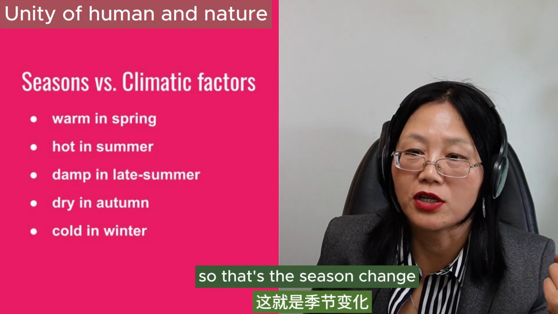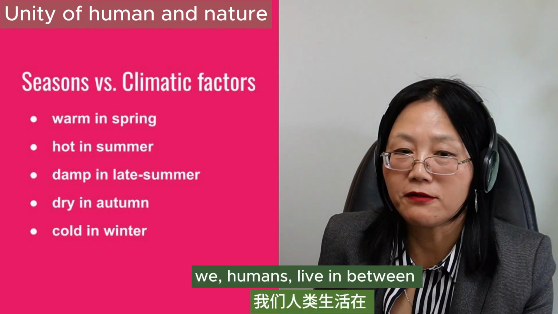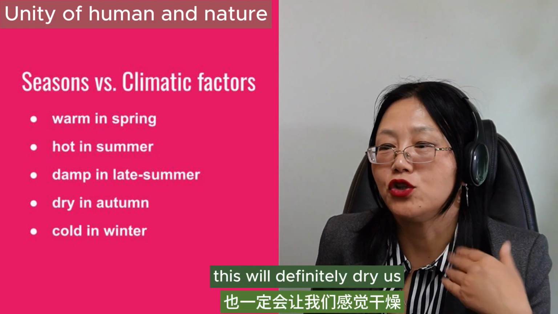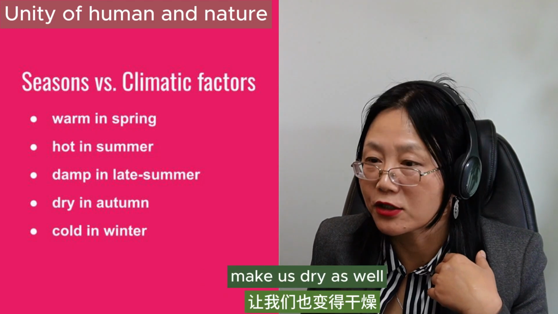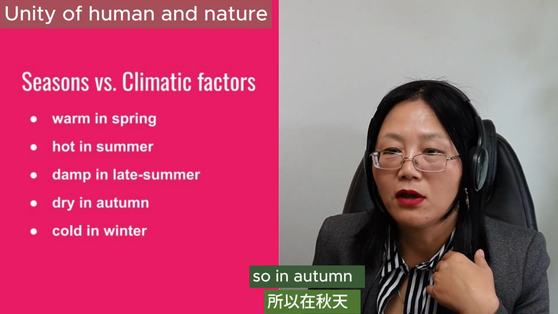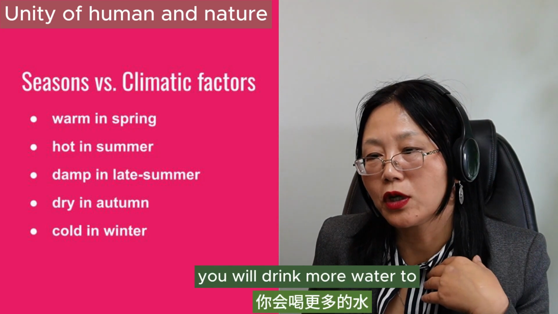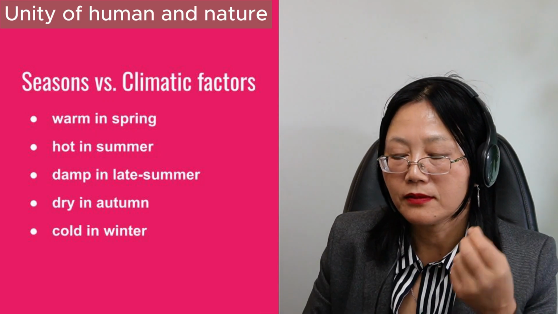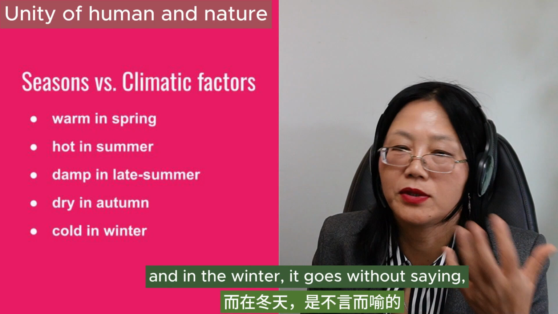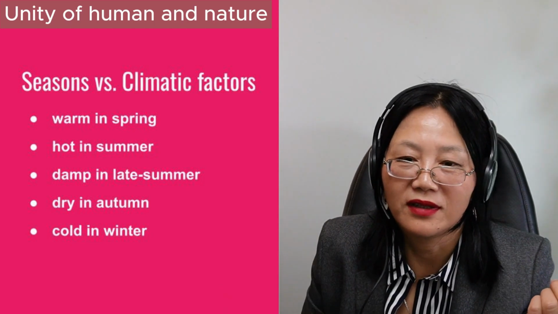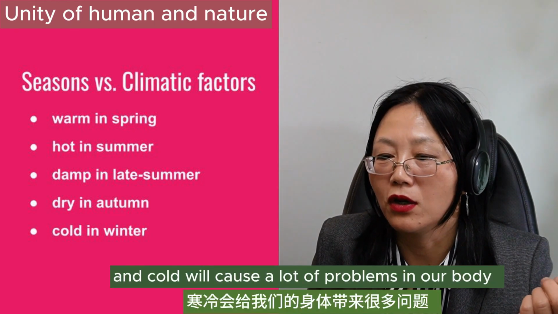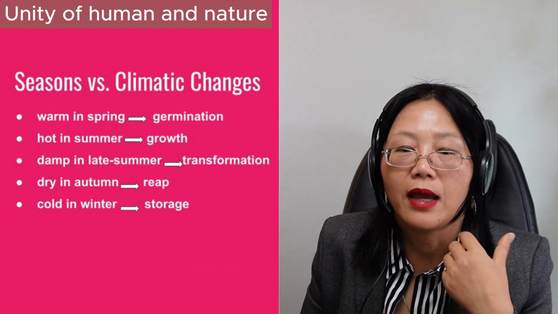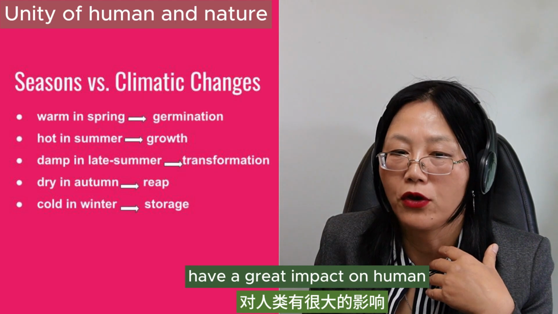That is the season change. We humans live between heaven and earth. This will definitely dry our body fluids and make us dry as well. In autumn, by comparison, you will drink more water to supplement the water loss. And in winter, it goes without saying, it is cold. And cold will cause a lot of problems in our body. The 4 seasons or 5 seasons have a great impact on humans.